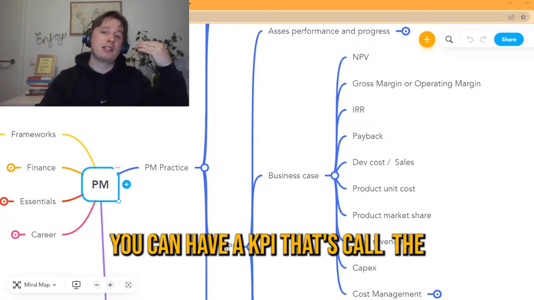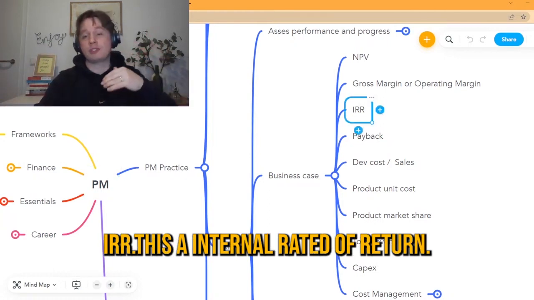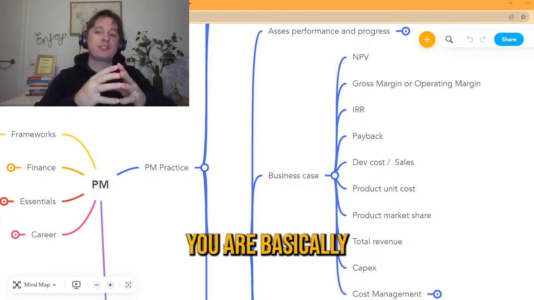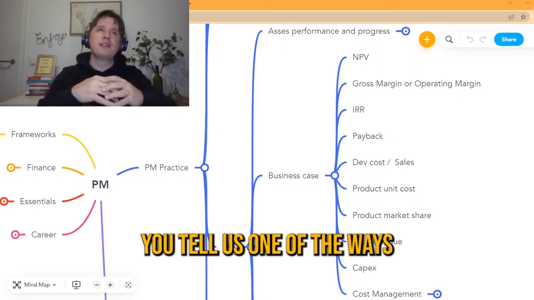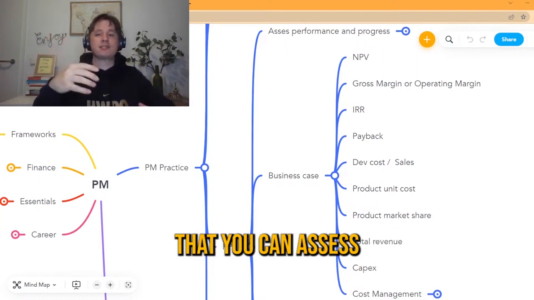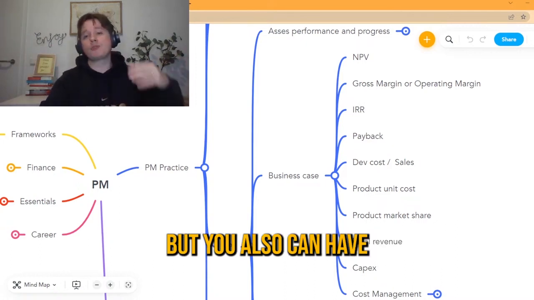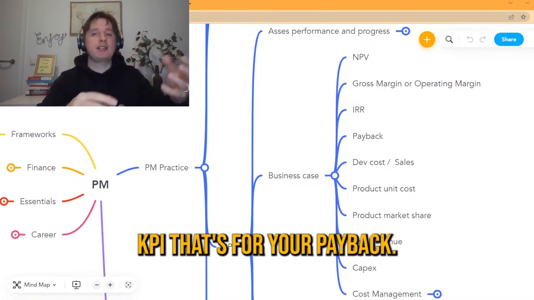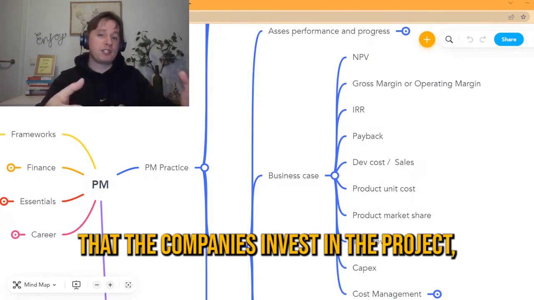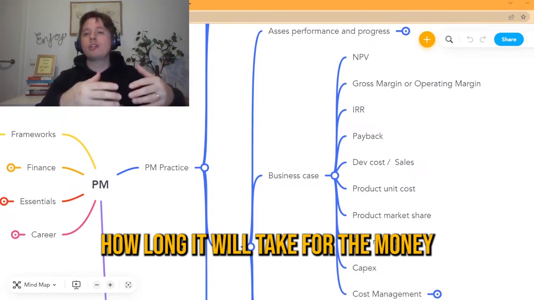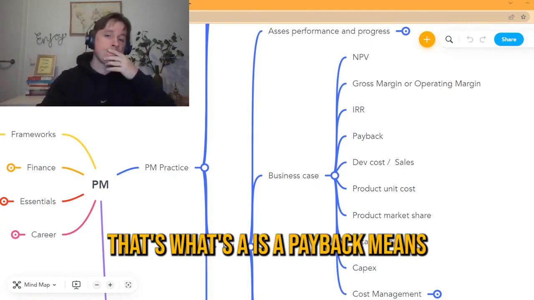You can have a KPI called the IRR, the internal rate of return. In the internal rate of return, you're looking for the interest rate that will bring the NPV to zero. It's also one of the ways that you can assess the risk of the project and how far you are from your WACC. You also can have a KPI for your payback, meaning that for the amount of money the company is investing in the project, how long it will take to get this money back. That's what payback means.